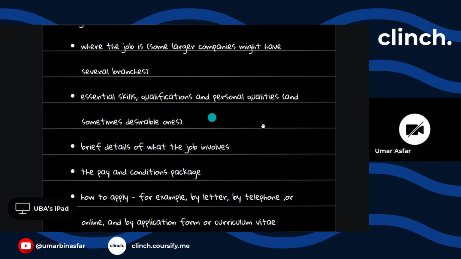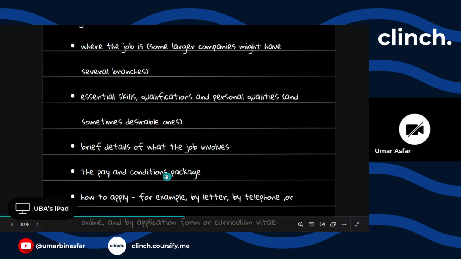Brief detail of what the job involves. We'll continue with our example of the accountancy job. The job involves taxation filing. The job involves auditing of the financial statements. So this could be written here.